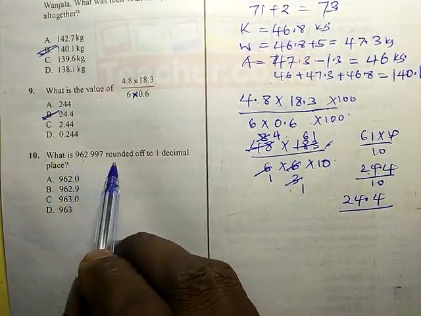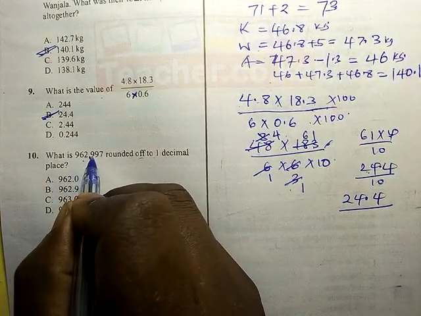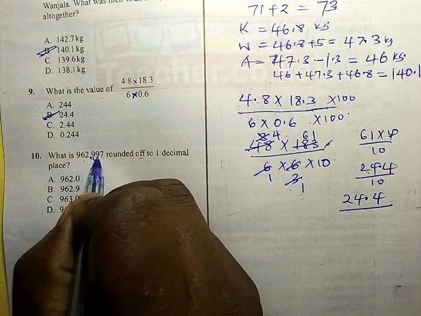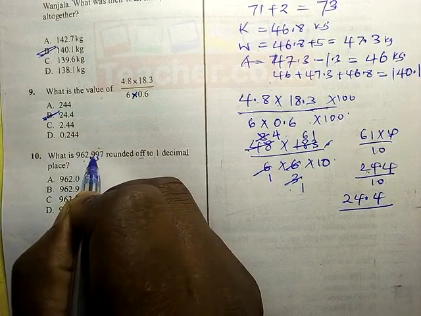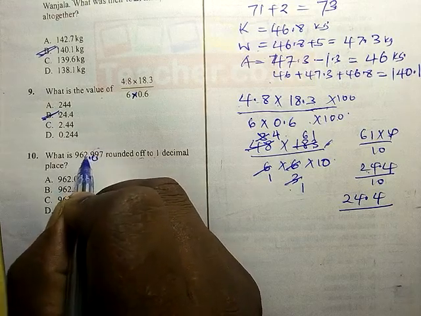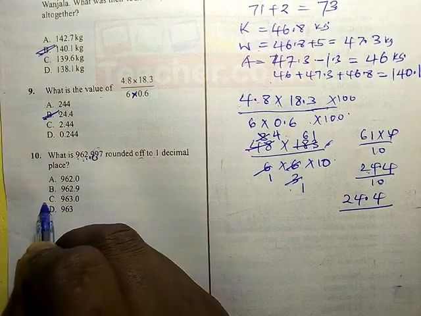What is this number rounded off to one decimal place? So the decimal place is here. If we want one decimal place, we start here. This one is more than 5, so it will increase this by 1. So this one will be 10. 10 will increase this by 1, so we will have 963.0.